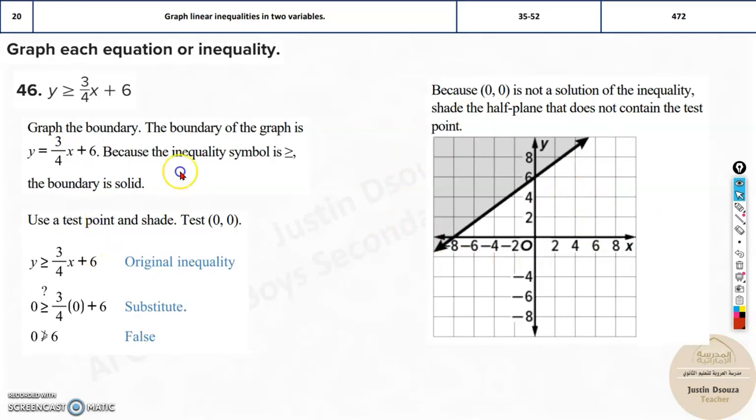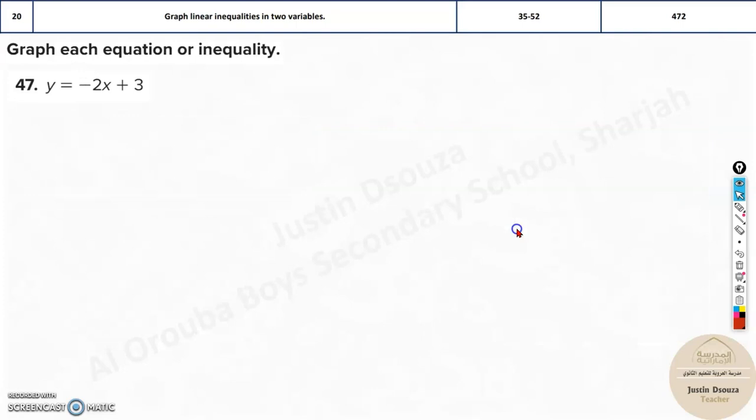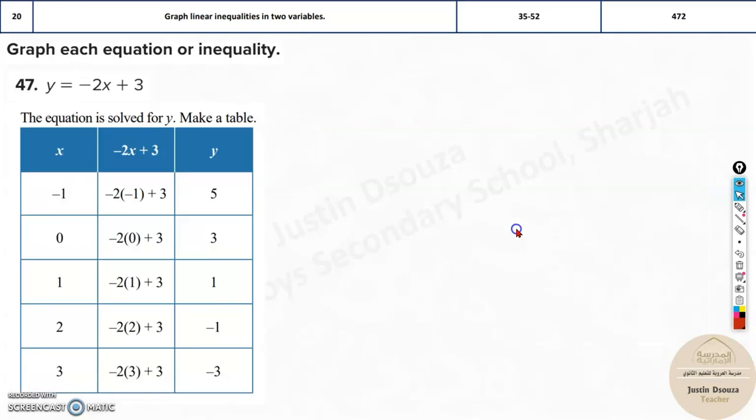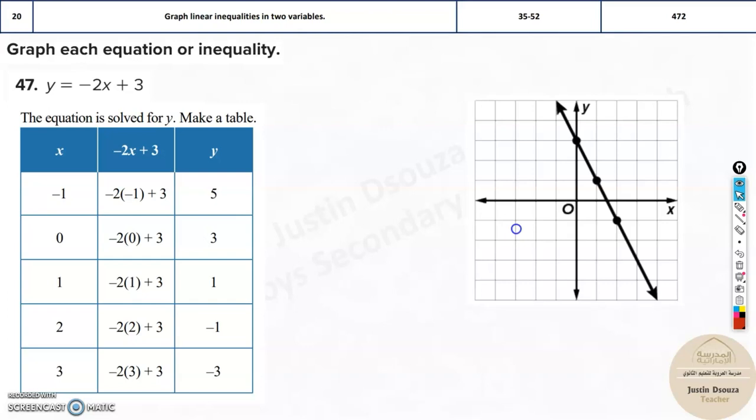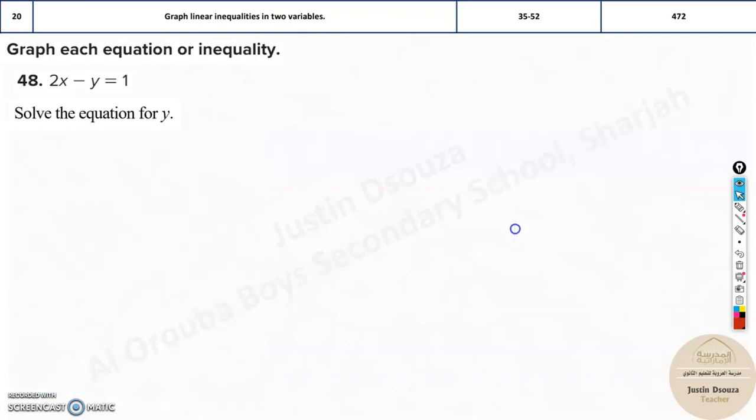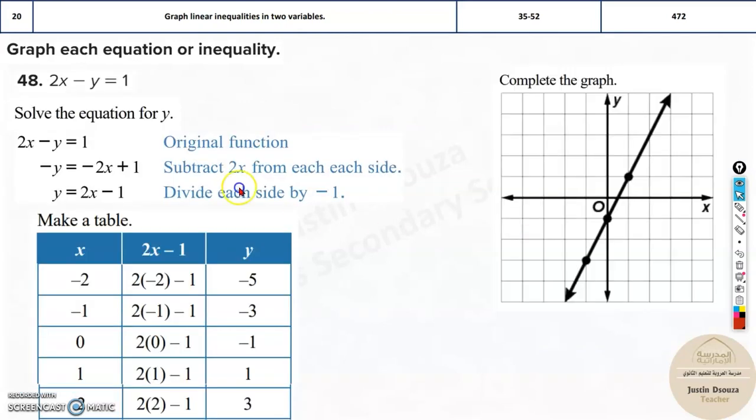So for inequality, please do stick to the slope intercept form and then see over here. This is a test value, test point. This is not required. Once you have the slope intercept form over here, see, positive 3/4. So it's upwards. It's increasing. +6 means over here, and greater than or equal to is a solid line, and greater than or equal to means upside. That's it. So you can follow these tricks, and then all the time you can easily check the answer. So let's look at all the answers.